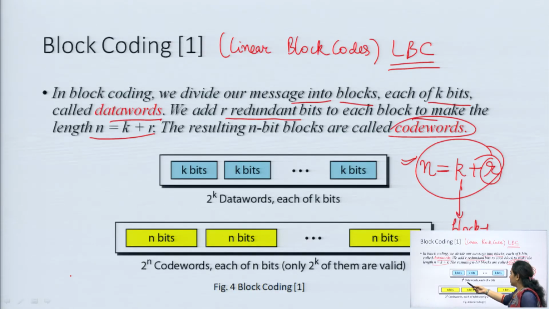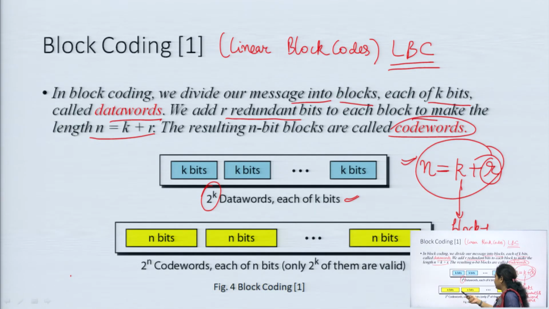Then this is 2 to the power k data words. Each of the k bits are available over here, that this is k bits of information you can see, and the number of data words that will be possible will be shown by this multiple, that is 2 to the power k number of data words will be possible in this combination in block coding.